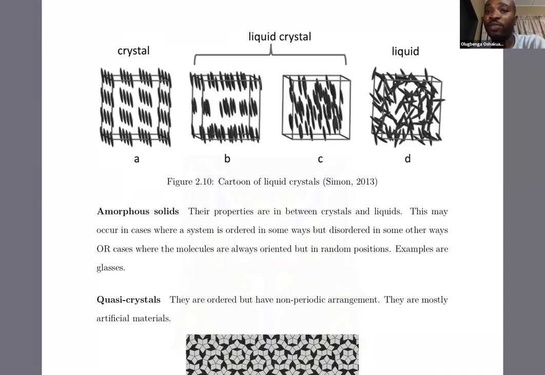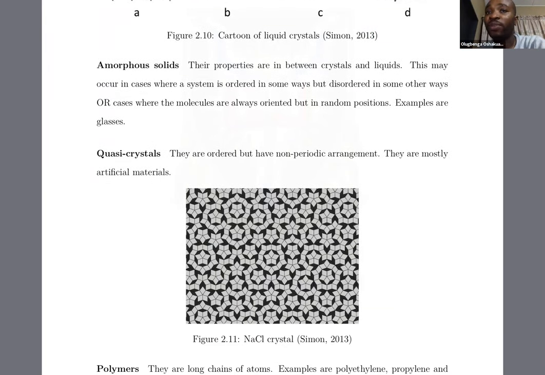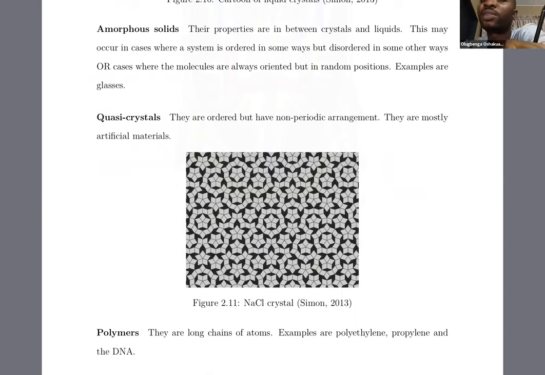So we also have amorphous solids. We have quasicrystals. Quasicrystals are ordered but have non-periodic arrangements. Figure 11 shows a quasicrystal. When you look at it from one angle, you will see some things that appear to be repeating. When you look at it very closely again, you'll see that they are not really repeating. So it's a bit confusing. They are in between crystals and amorphous materials. They don't usually exist in nature, because we cannot really call them crystals. That is why we call them semi-crystals or quasicrystals.